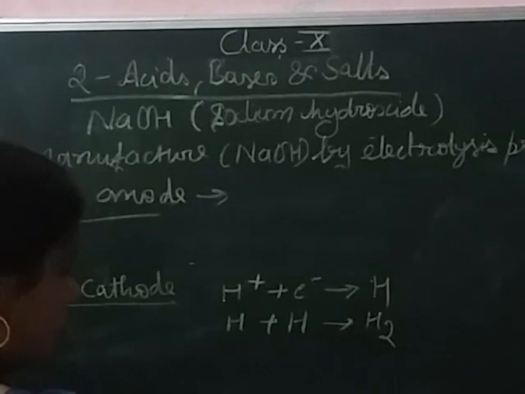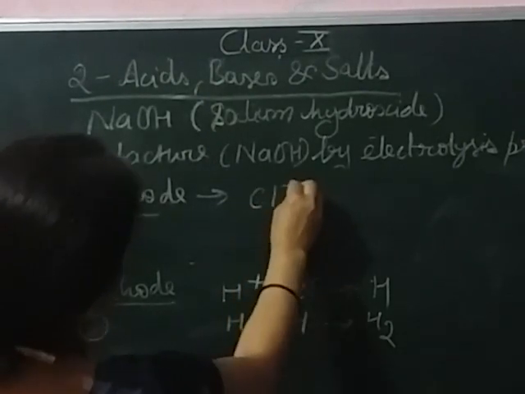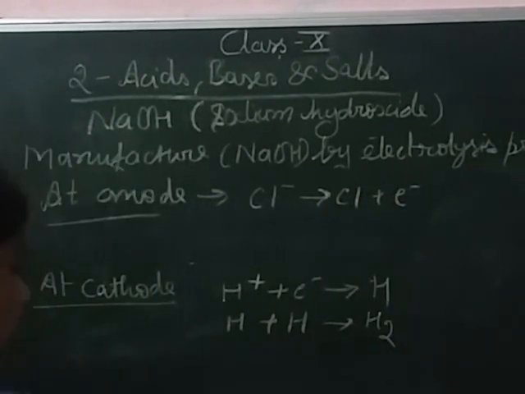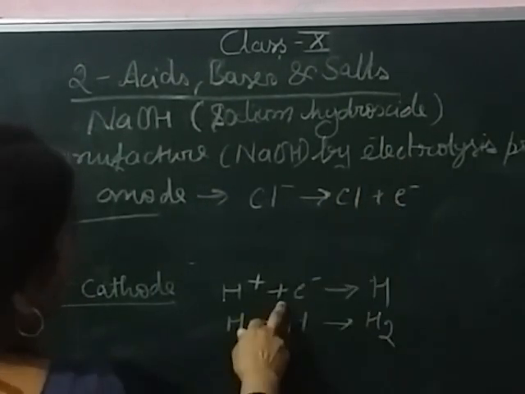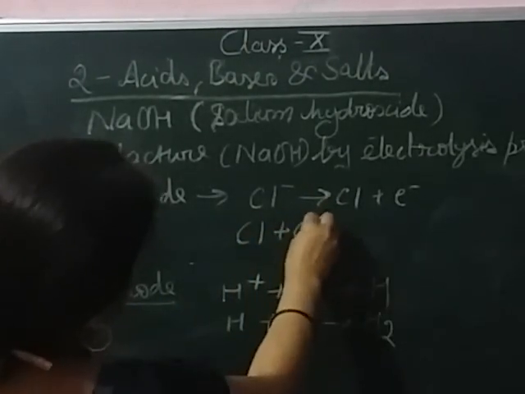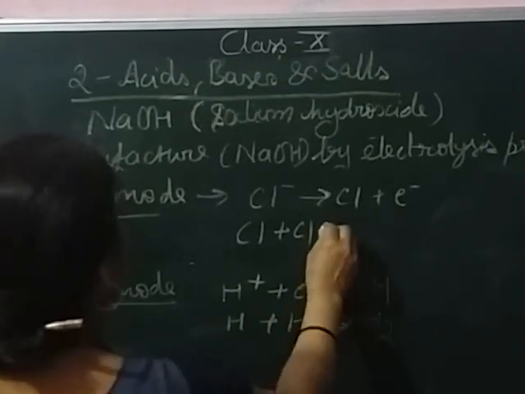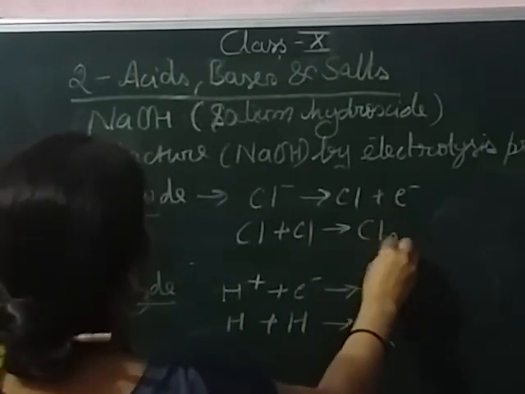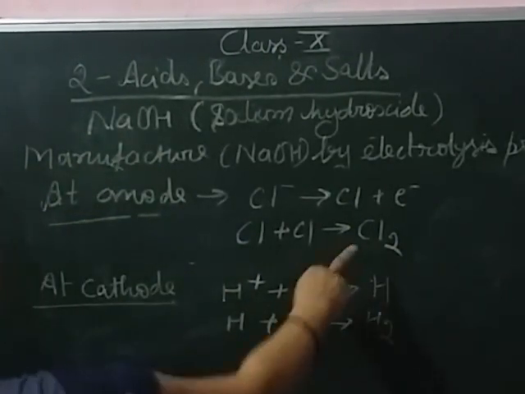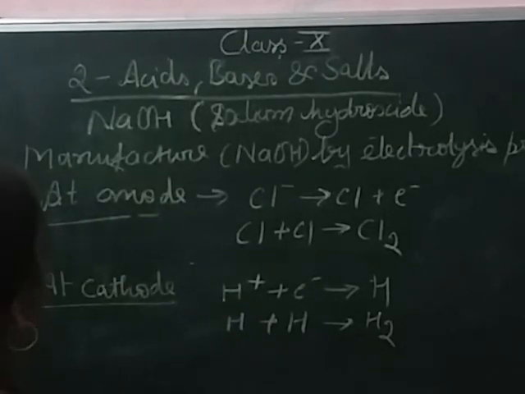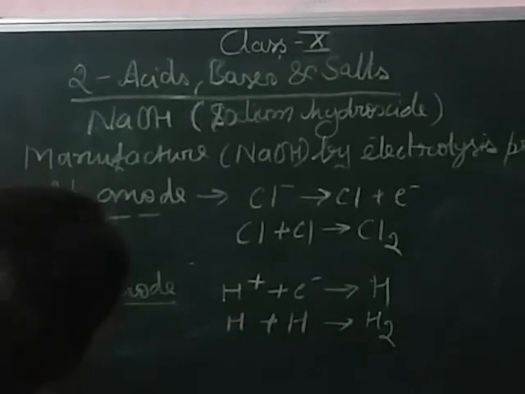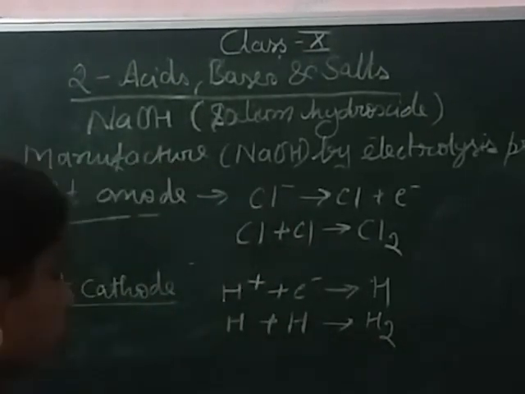The reaction that takes place at the anode is that the chloride ion converts into a chlorine atom by the removal of an electron, and this electron is accepted by the proton, and this chlorine atom combines with another chlorine atom and forms chlorine gas. So this is the reaction that takes place at the anode. It means chlorine is released from the anode side, and hydrogen is released from the cathode side.